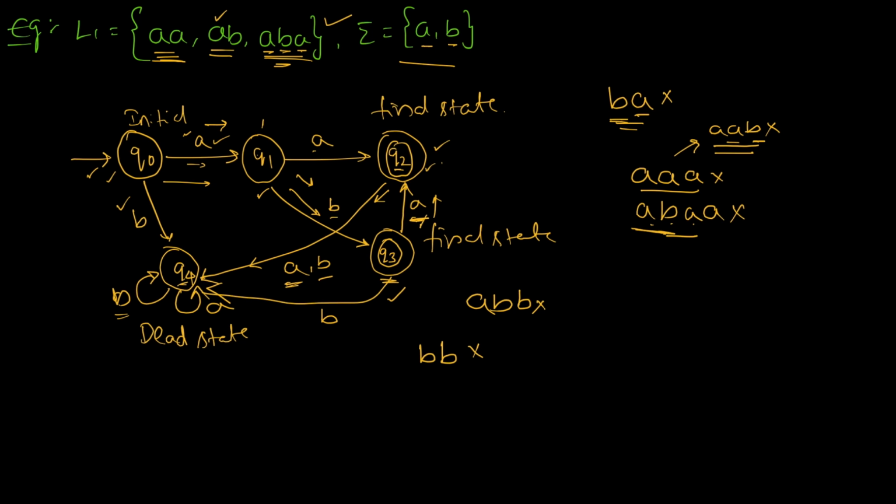You can see that we have two final states, one dead state, one initial state. In a DFA, we have at most one dead state and exactly one initial state. This is the construction of the DFA.